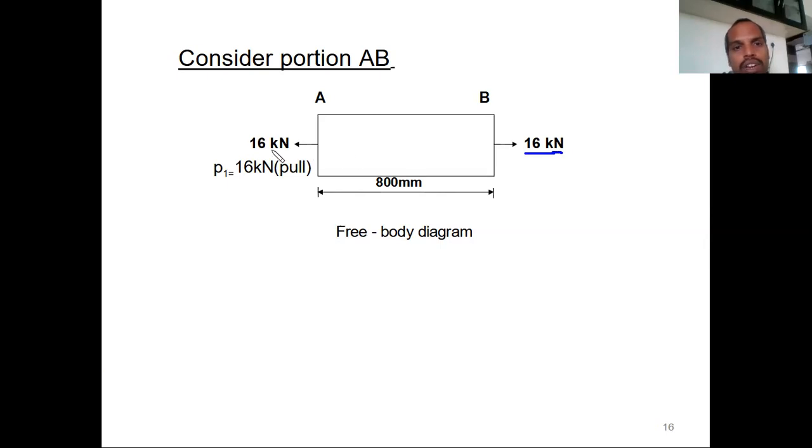Towards the left is 16 kilonewtons. That is given in the problem. In that question, he has given one more force, 24 kilonewtons, on the BC portion. Don't take that 24. So when this member AB is subjected to 16 kilonewtons on the left side, the right side shall also be subjected to only 16 kilonewtons. Then only that body will be in equilibrium condition.